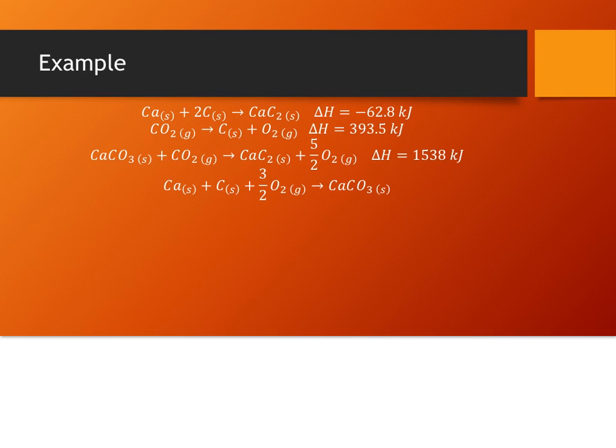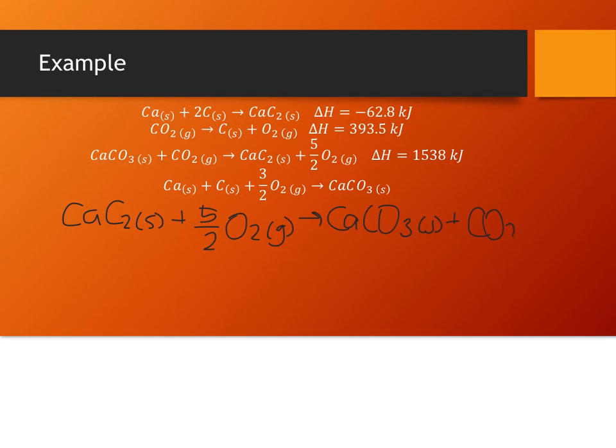So that means we get CaC2 as a solid plus 5 halves O2 as a gas produce CaCO3 as a solid plus CO2 as a gas, and our delta H is negative 1538. All right, let me cross that off a few times. Okay, so we have calcium, we have carbon with those subtracting, we have 3 halves O2.